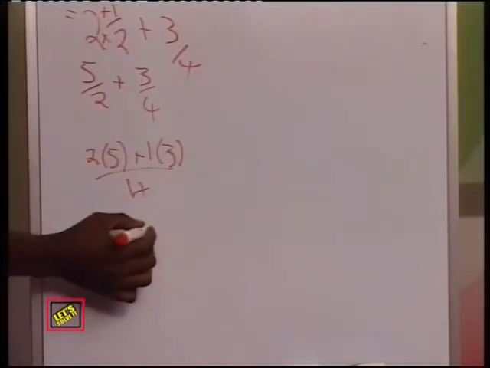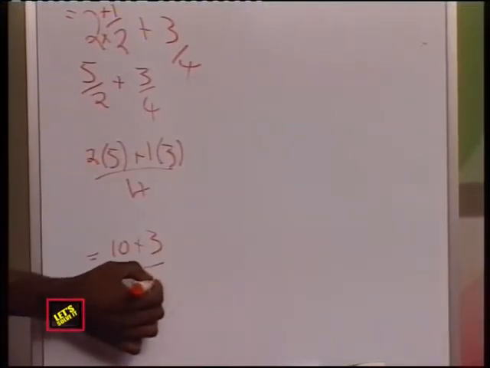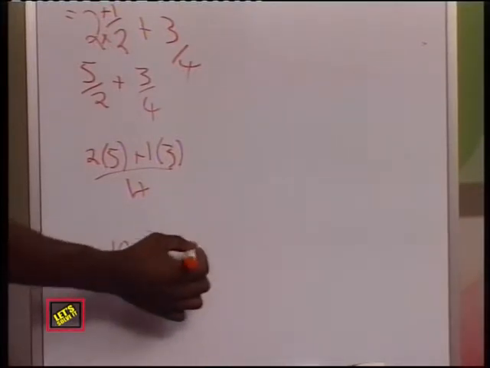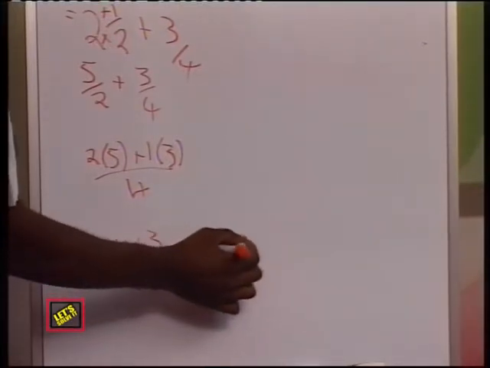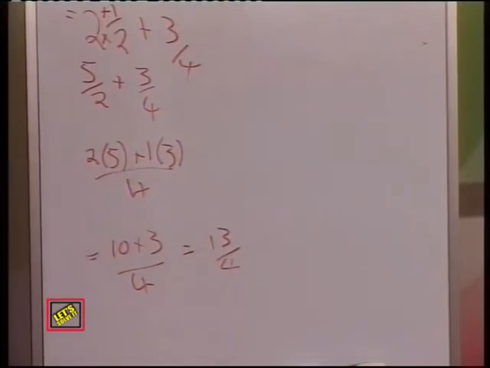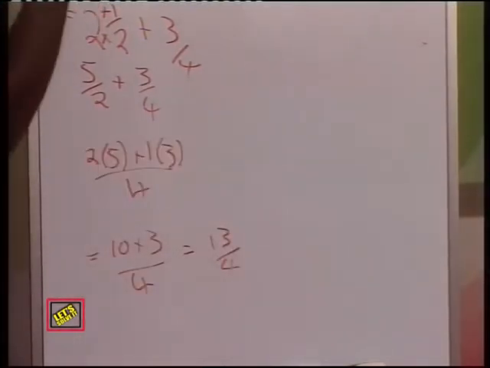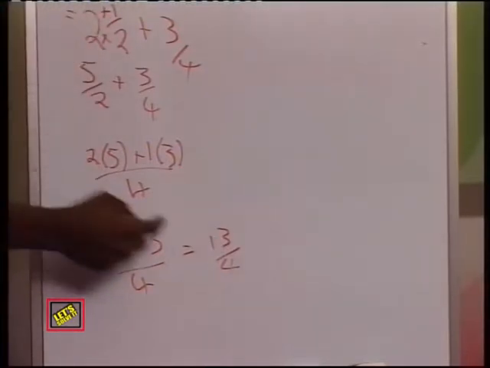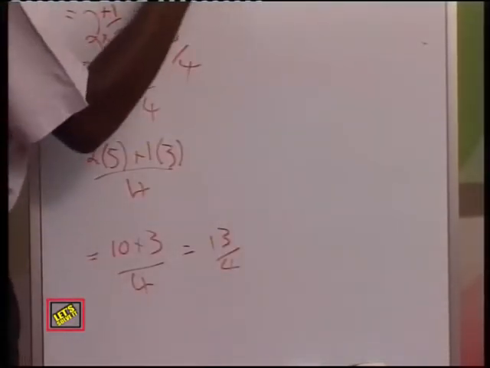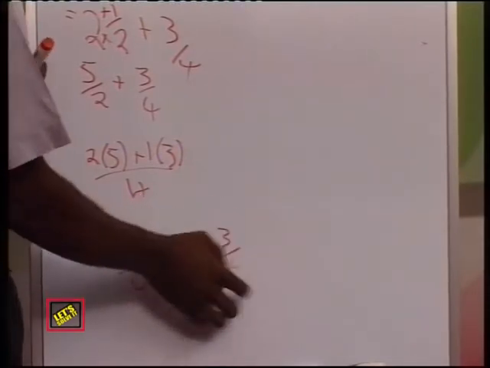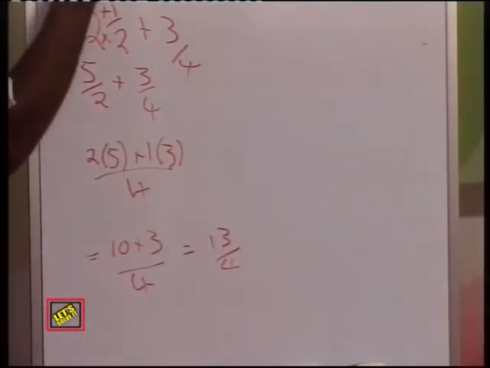Plus 1 times 3, the answer is 3 over 4. 10 plus 3, the answer is 13 over 4. So don't divide, because we've got a fraction here. So the answer is 13 over 4. So we have solved these two and the answer is 13 over 4. So now we have to get this.